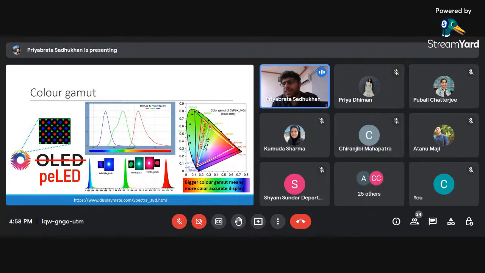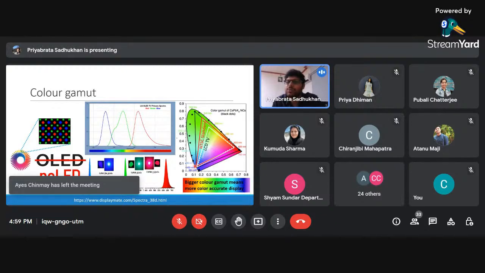Now, different display technologies have different red, green, and blue values, and the area contained by these 3 points is the number of different colors that it can reproduce. For the LCD display, you see this triangle area is very small. This one is the NTSC standard, the red one, and the black one is the color gamut that can be produced by perovskite LEDs. So this is the largest among all of these.